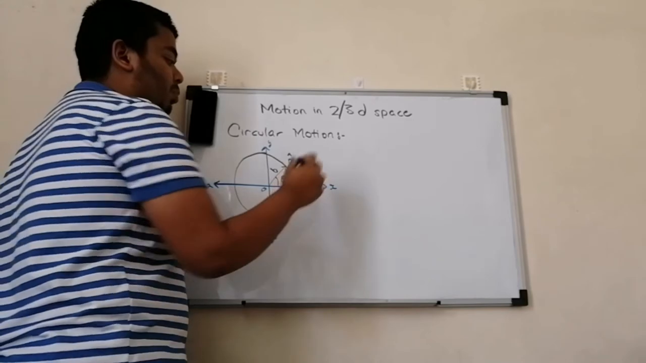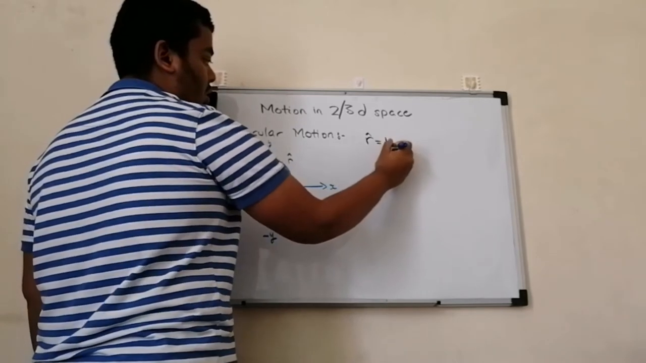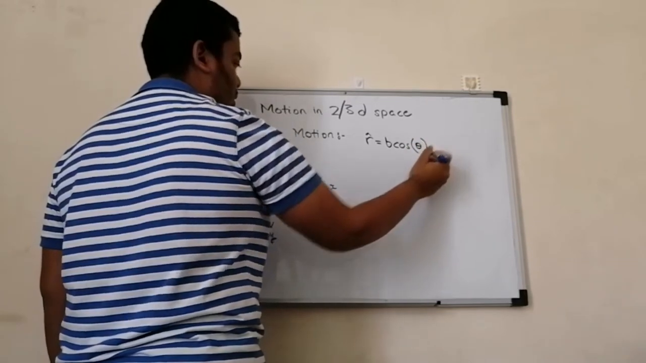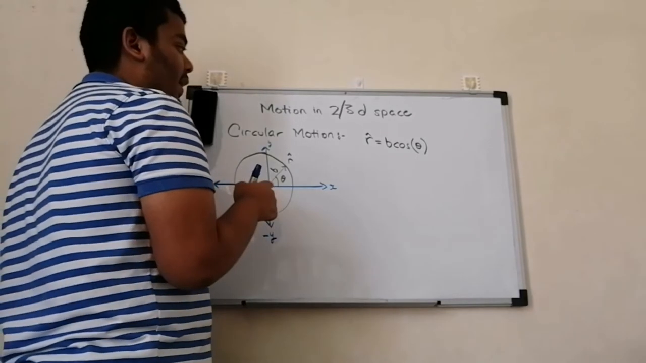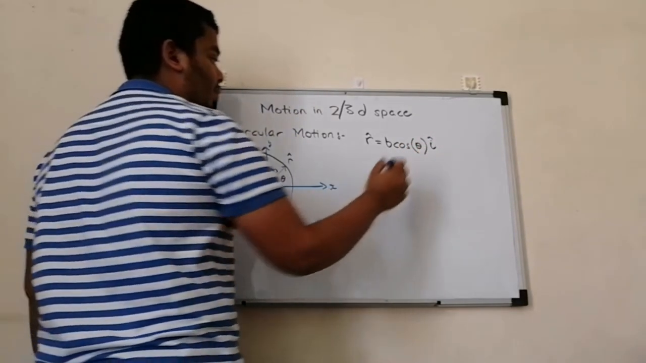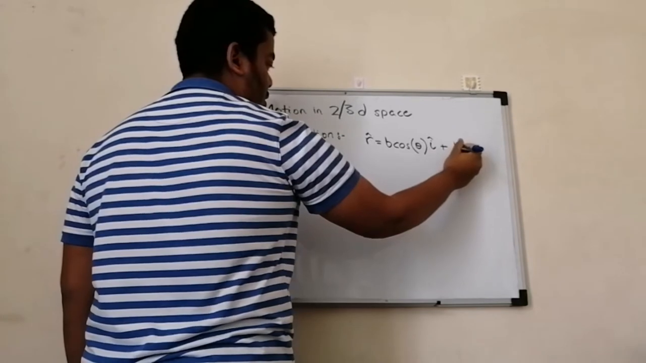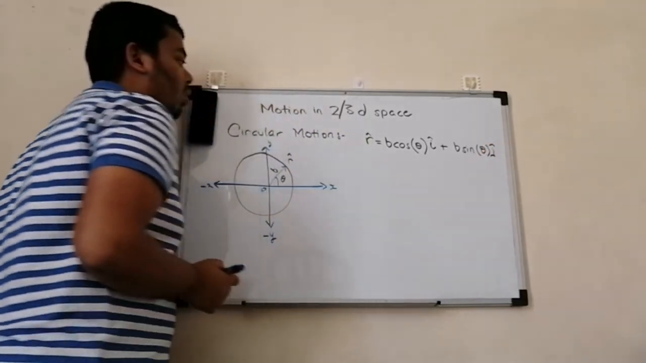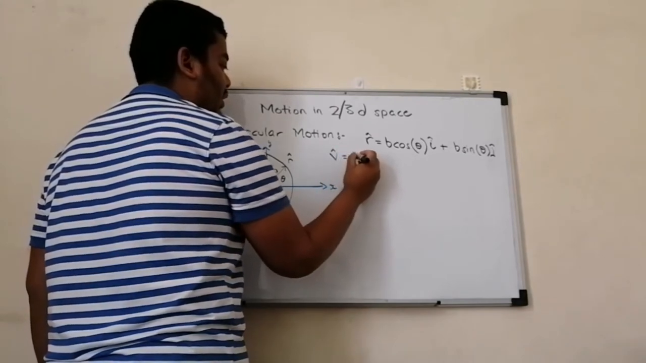The position vector of this particular motion can be given by r is equal to b cos theta i plus the j component, which can be given by b sin theta j.